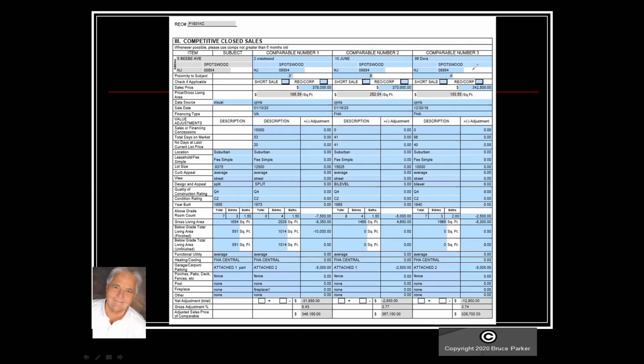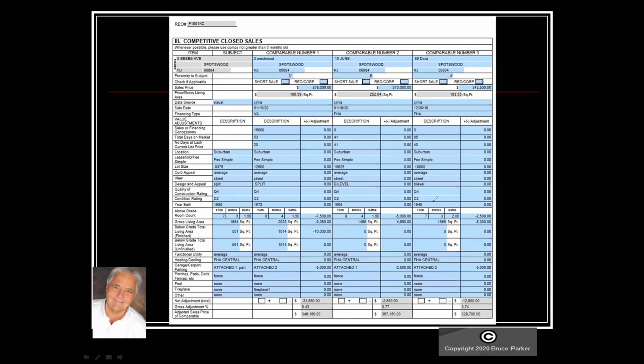And we did it with all 3 of the properties. And when we did the adjustments on all 3 of the properties, we came up with $348,150, $367,150, $329,700. And now we have to correlate all those values. So we have to look at which property was the closest to our property.